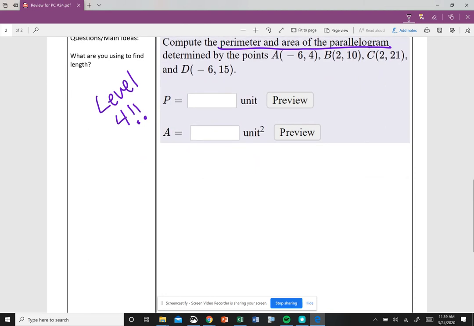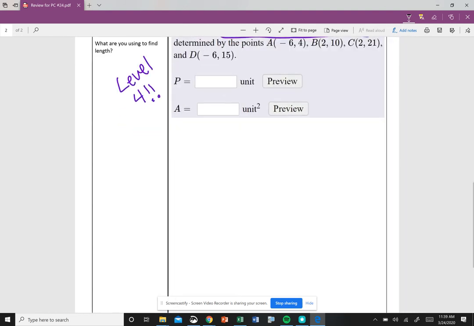Okay, so right here it says compute the perimeter and area of a parallelogram. Now, if you notice, it gives me points, but it doesn't give me a picture. I want a picture. I know, I'm demanding. So I'm going to draw my picture. A is at negative 6, positive 4. So there's my first point. Then B is at positive 2, positive 10. So here's B. And then C is at 2, 21. I'm regretting my picture. We're going to redraw this.